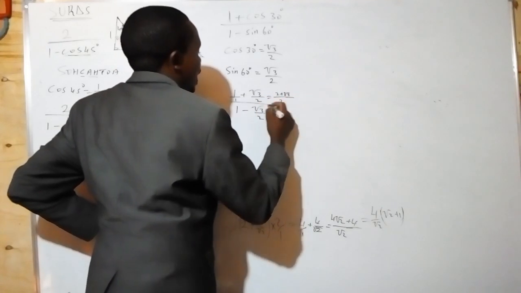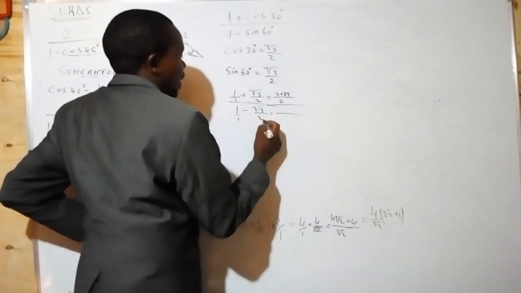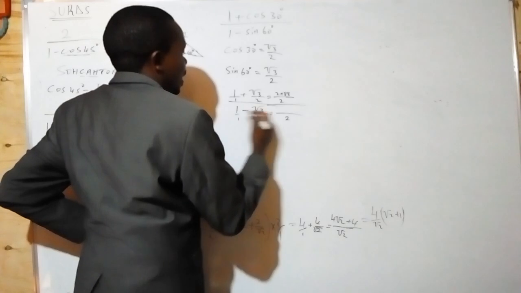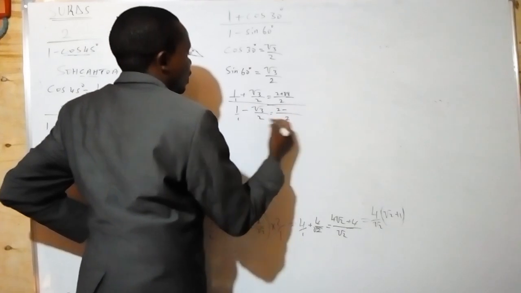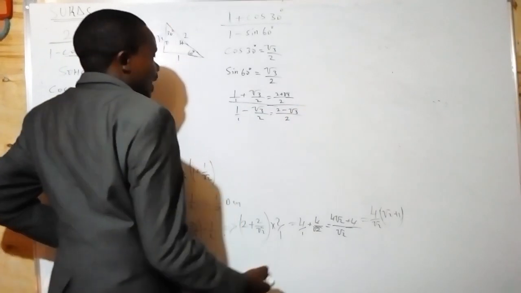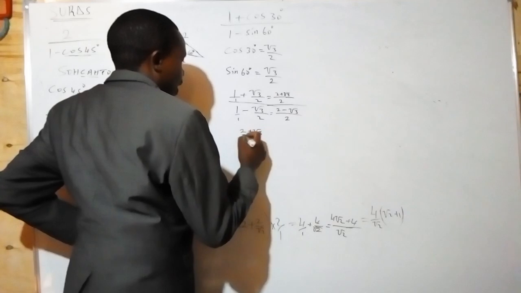Proceed now to the denominator. LCM of 2 and 1 is 2. 2 divided by 1 is 2. 2 times 1, 2, minus 2 divided by 2, 1, 1 times root 3, like that. Then after that, you can come and say 2 plus root 3 all over 2.